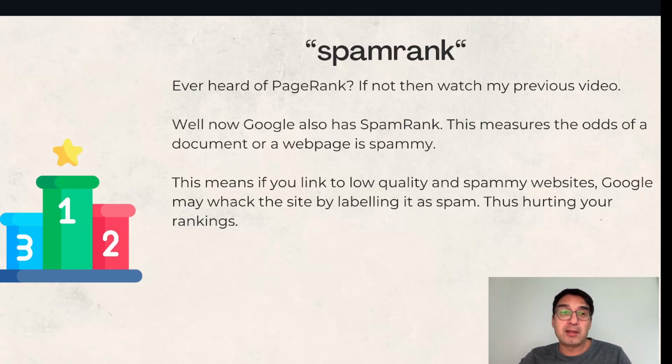And I've tested it, and yes, it certainly is there. For now, Google also has SpamRank, and this measures the odds of a web page or a document being spammy. This means if you link to low-quality web pages, Google may back the site by labeling it as spam, thus hurting your rankings. And this is the most important takeaway.